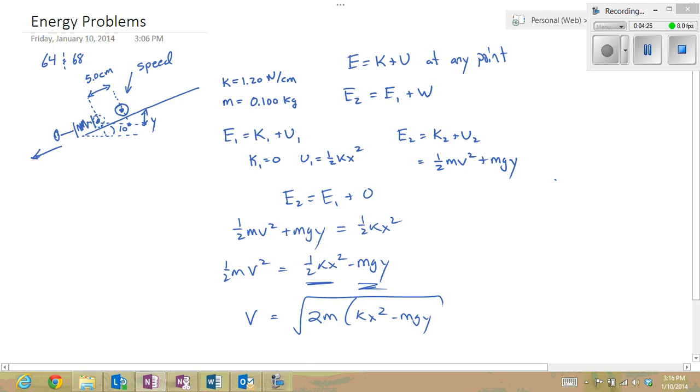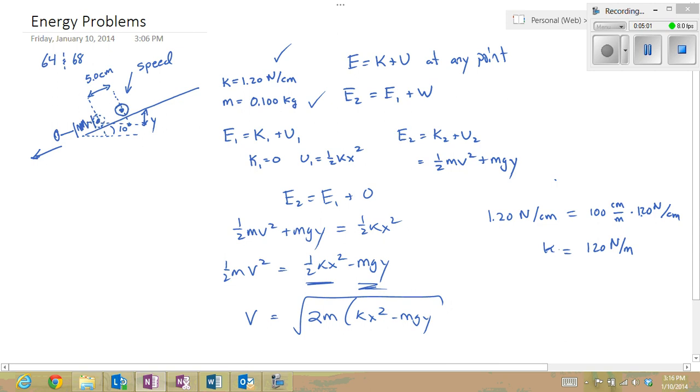Now, do we know all of these pieces? Do we know the mass? Yes, we were given that. So we know the mass. Do we know the spring constant? Yes, but you'll notice the spring constant is given in units of newtons per centimeter, and we need k expressed in newtons per meter. So 1.2 newtons per centimeter is going to equal 100 centimeters per meter times 1.2 newtons per centimeter, and that will give me 120 newtons per meter as my spring constant k.